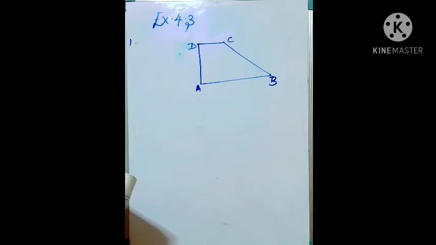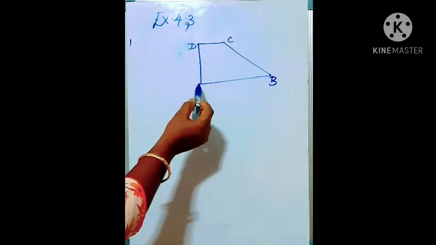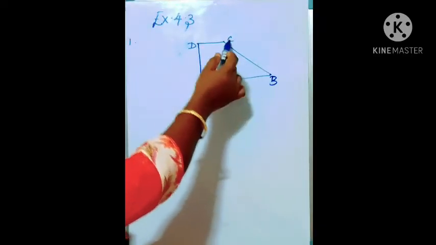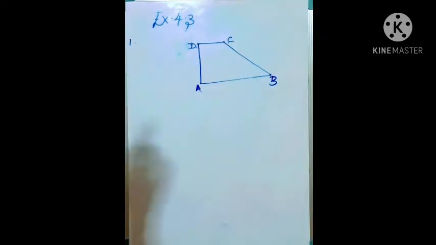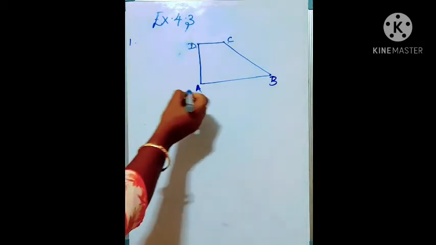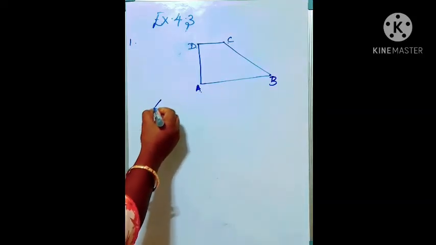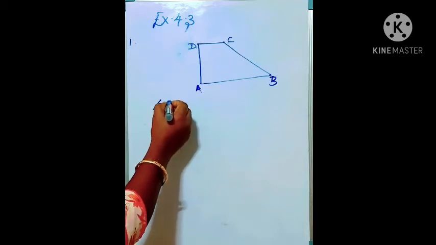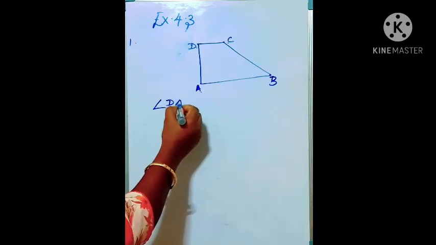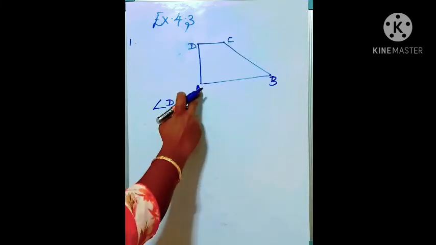Consider Exercise 4.3. The first sum. Name the angles in the given figure. So the figure is given. It is named with AB, BC, CD and DA. So I join and make a figure. Here the question is to name the angles. For that, first you have to name the angle with A, where A should be in the middle. So how will you write? Put the angle symbol and write it. D first. D, A, B. So A is in the middle.